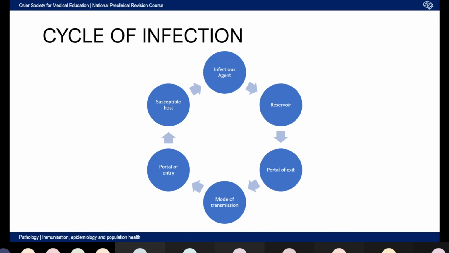And whenever you're trying to break this cycle or chain of infection, you're just trying to stop it at one of these points. So again, with influenza, for example, you could make sure you wash your hands and clean any surfaces, and that will kind of stop the portal of exit, the mode of transmission, everything like that. You can cover your face when you're coughing and sneezing, again blocking the portal of exit and transmission. And you could reduce the number of susceptible hosts by vaccinating everyone.